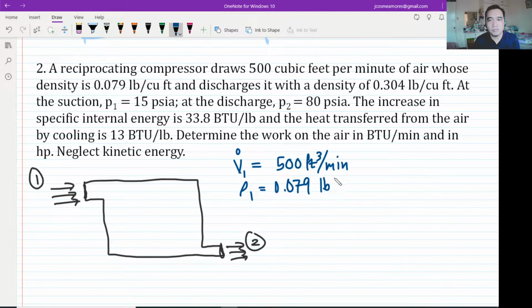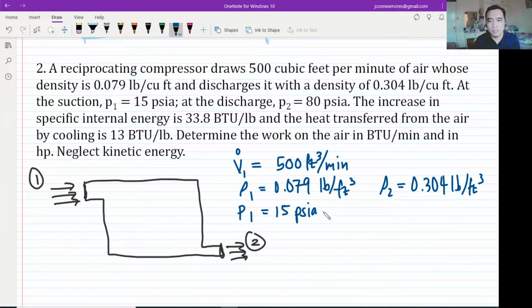0.079 pounds per cubic feet, and the density as it is discharged is 0.304 pounds per cubic feet. Also given the pressure at the entrance, 15 psia. The A there signifies that this is already absolute. Okay, P sub 2, 80 psia. Remember that pressure and temperature should always be absolute when solving problems such as this one.